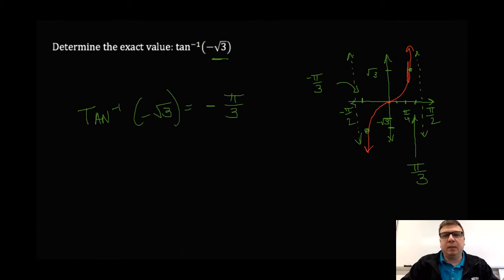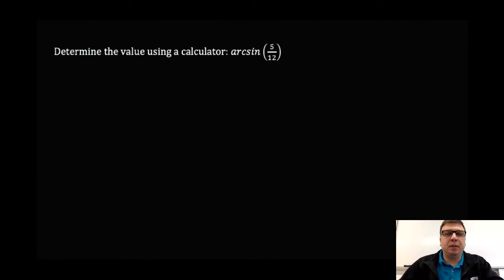All right, next example. For this one, determine the value using a calculator: arc sine of 5 over 12. You're sitting there thinking, why are you going to show me how to use a calculator when all I have to do is type the information in? But what I want to point out is that arc sine is the same thing as sine to the -1, or inverse sine, of 5 divided by 12.